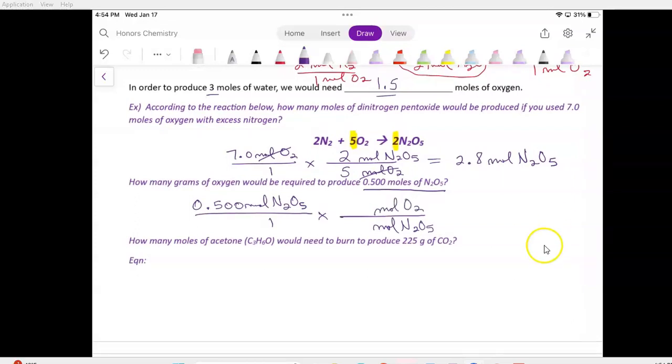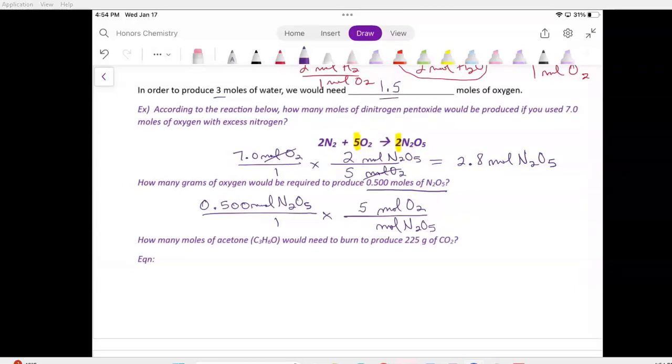So essentially the opposite of what we just did. Those numbers are going to come from the coefficients. Only this time it's going to be 5 on top and 2 on bottom, right? So that takes care of moles of N2O5.